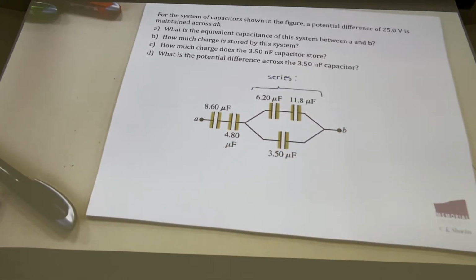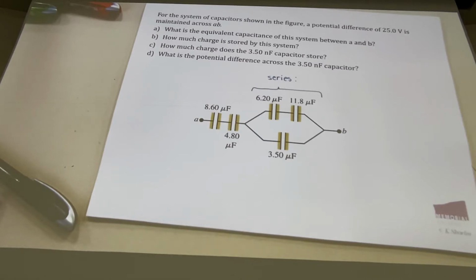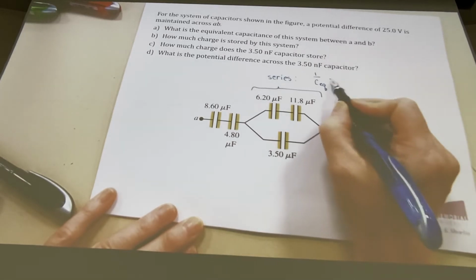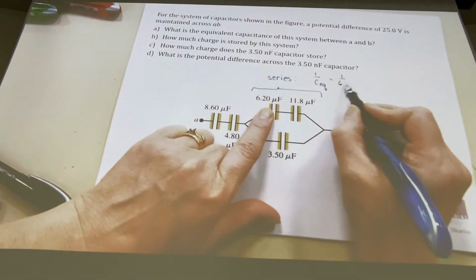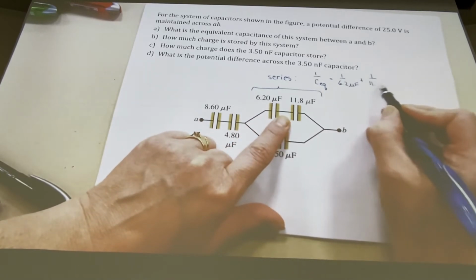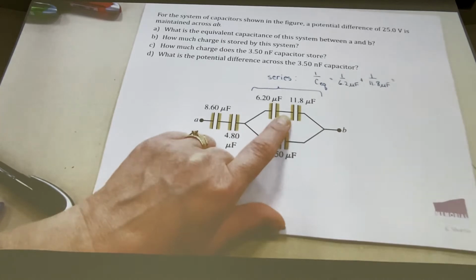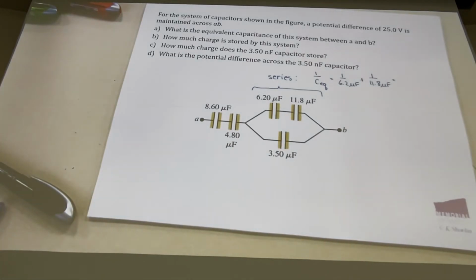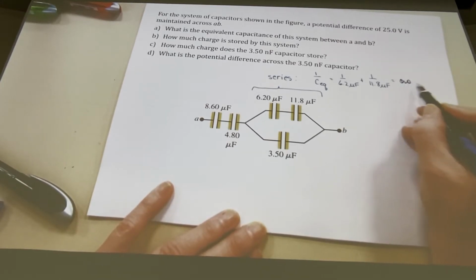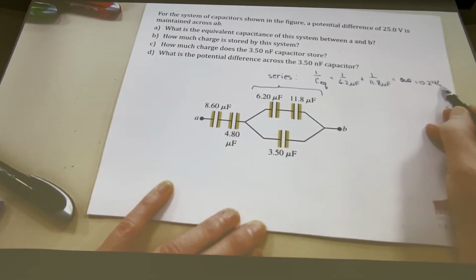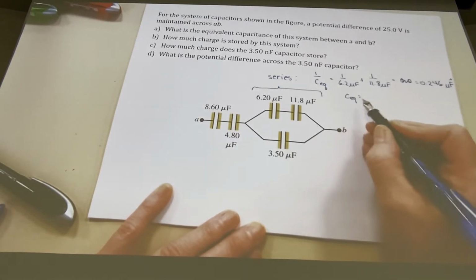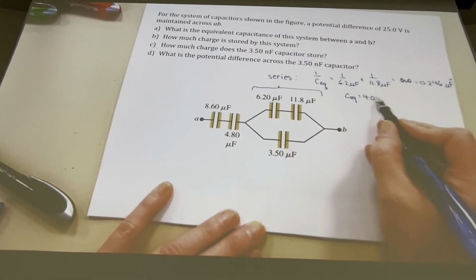I remember that when they're in series, they have exactly the same charge. I know I have to do the reciprocal, so 1 over C equivalent is 1 over the first capacitance, 1 over 6.2 microfarads, plus 1 over this capacitance, 1 over 11.8 microfarads. If you were a fractions kind of person, you could totally deal with that in fractions. I think for me, I'm going to a calculator on this one. That gives 0.246 microfarads to the -1. Take the inverse of both sides to get that my C equivalent is 4.06 microfarads.